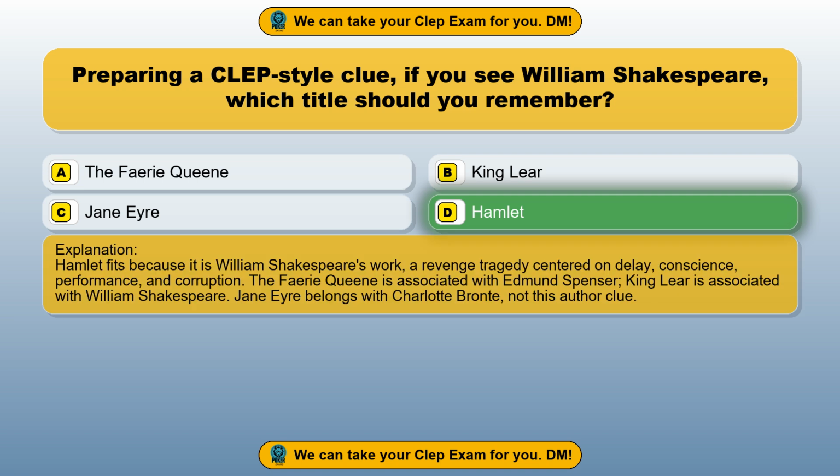Hamlet fits because it is William Shakespeare's work, a revenge tragedy centered on delay, conscience, performance, and corruption. The Faerie Queene is associated with Edmund Spenser. King Lear is associated with William Shakespeare. Jane Eyre belongs with Charlotte Brontë, not this author clue.